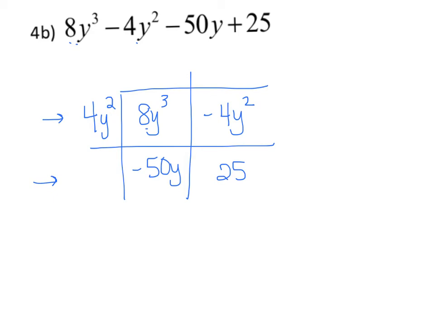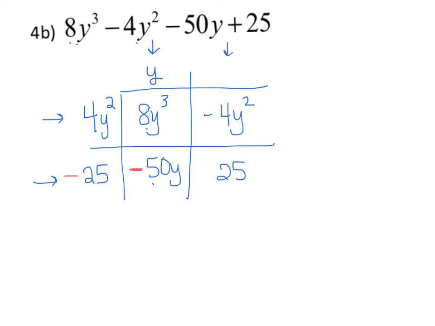Next, the GCF of negative 50y and 25 is 25. And whenever you have a negative sign in the first box, you always pull it out. So that negative is going to come out to the side right there. Next we look down the columns. The GCF of 8 and 5 is 1, and of y to the third and y is just y. And remember, I already pulled that negative sign out, so I don't have to worry about it.